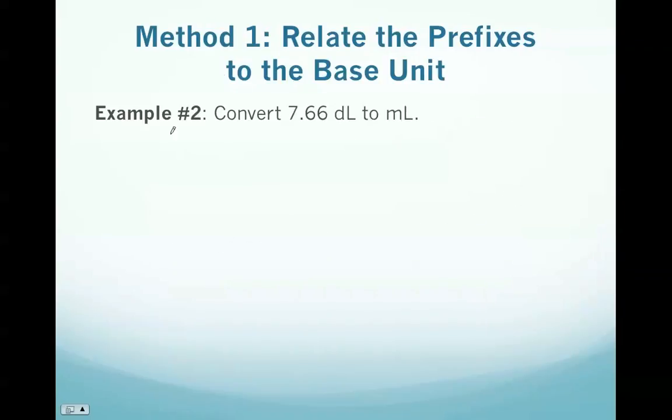All right, so what happens then when you have 2 prefixes under this first method? We're going to set up 2 conversion factors. So I'm first going to have my deciliters equaling liters. Okay, so I place my 1 with the deci.